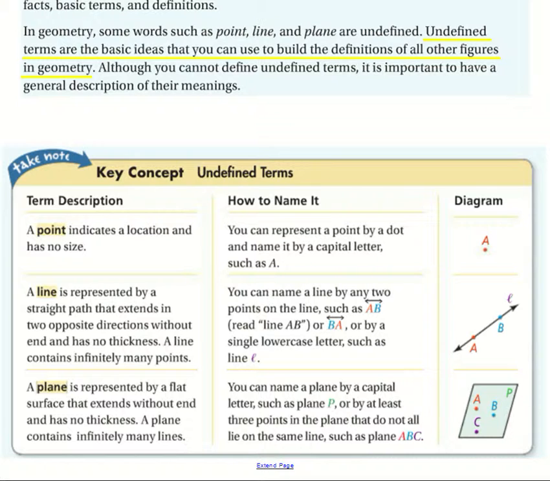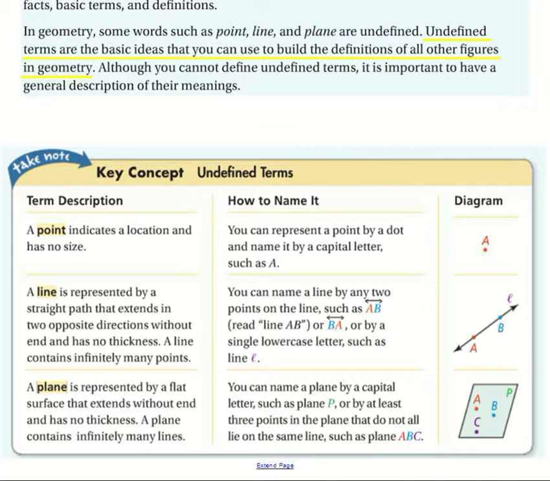Now a plane is a flat surface that extends without end and has no thickness. So think about it as a tabletop that goes infinitely in every direction. It has infinitely many lines. You can name a plane by giving it a capital letter, or you can name a plane by 3 points that lie on the plane. These 3 points cannot lie on the same line. They have to be on at least 2 different lines. And so those are our descriptions for points, lines, and planes.